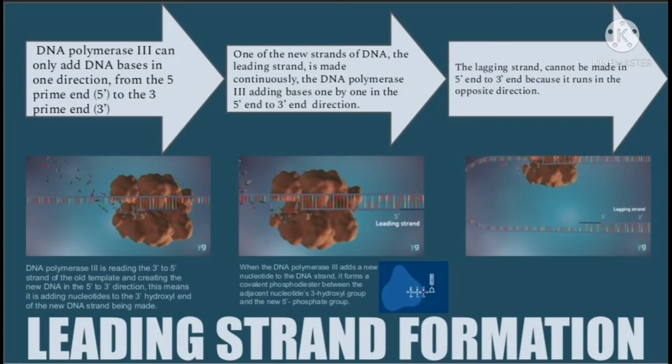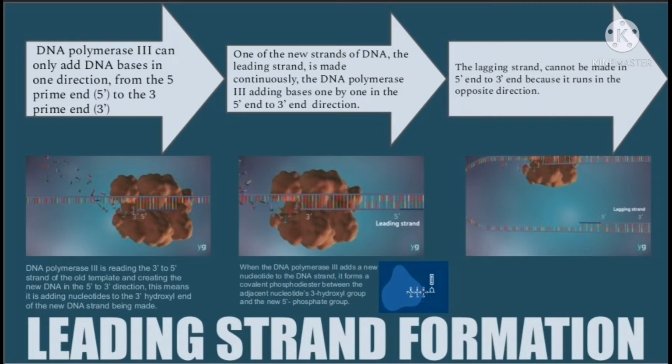DNA polymerase III can only add DNA bases in one direction, from the 5' end to the 3' end. DNA polymerase III is reading the 3' to 5' strand of the old template and creating the new DNA in the 5' to 3' direction. This means it is adding nucleotides to the 3-hydroxyl end of the new DNA strand being made.